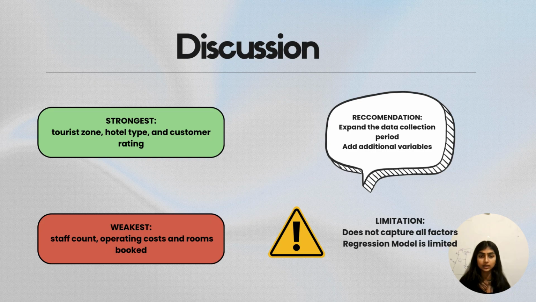In comparison, weaker factors included staff count, operating costs, and rooms booked, indicating that these variables may have less influence on pricing decisions. Practically speaking, these results suggest that hotel managers should focus on improving customer satisfaction and maintaining strong review ratings, as higher rated hotels appear to have a greater ability to support increased room prices. Additionally, choosing locations in popular tourist zones may provide hotels with stronger pricing power and improved competitiveness within the hospitality market.